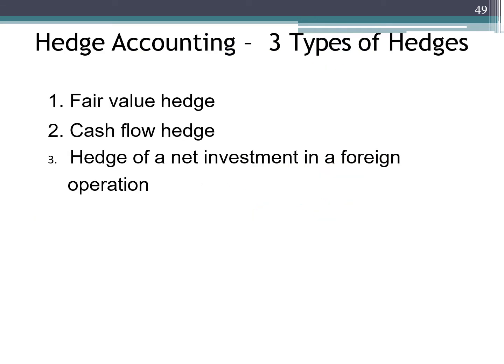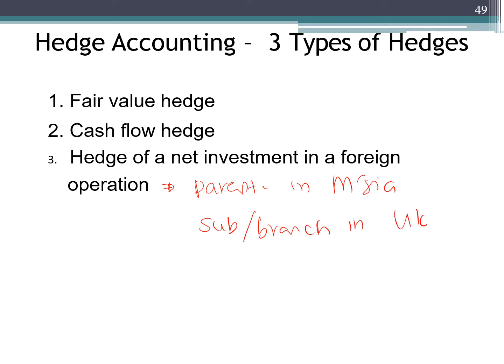For hedging, we have three different types: fair value hedging, cash flow hedging, and the hedge of a net investment in a foreign operation. This one is for when you have a foreign operation. Let's say your company is the parent company in Malaysia, and you have a subsidiary or a branch in the UK.